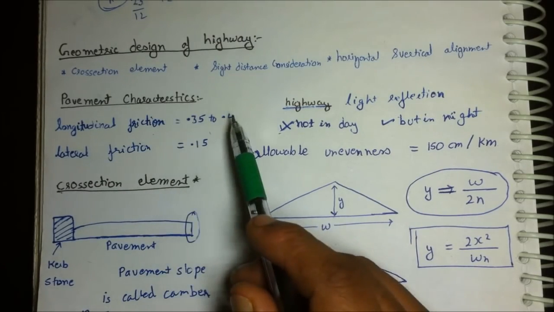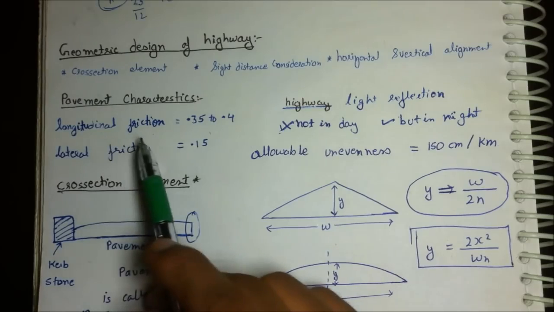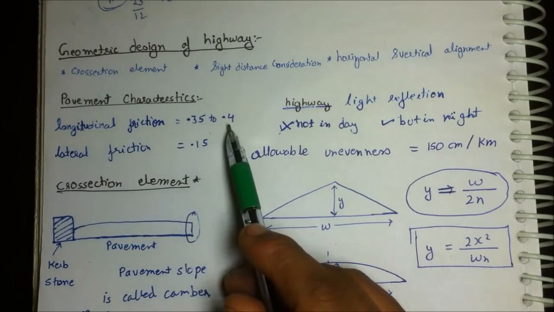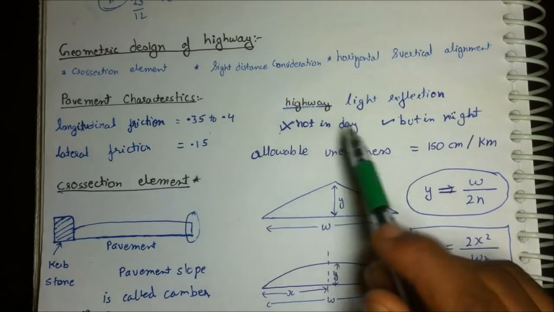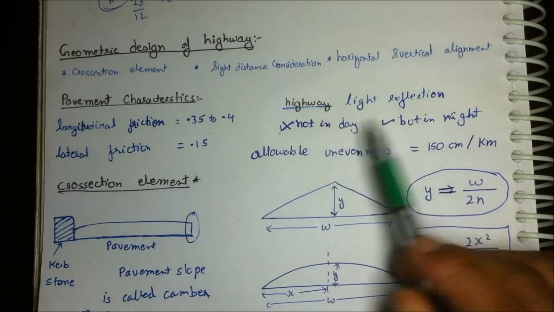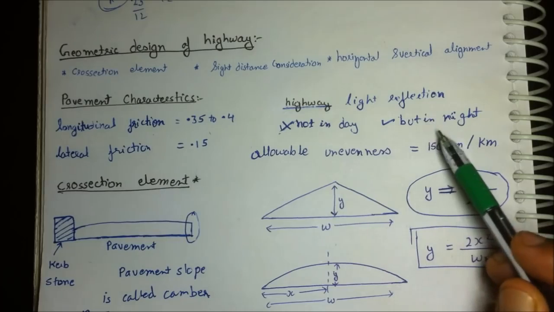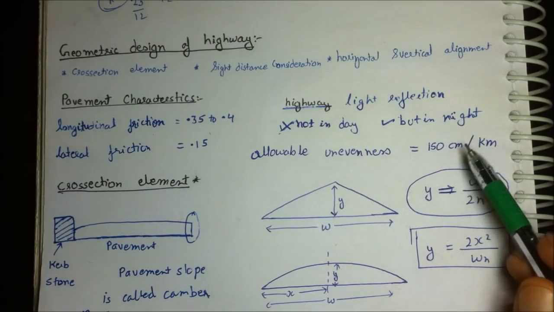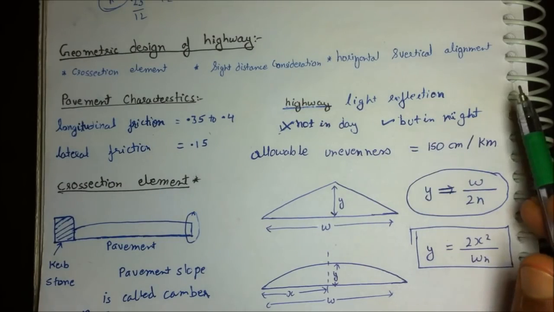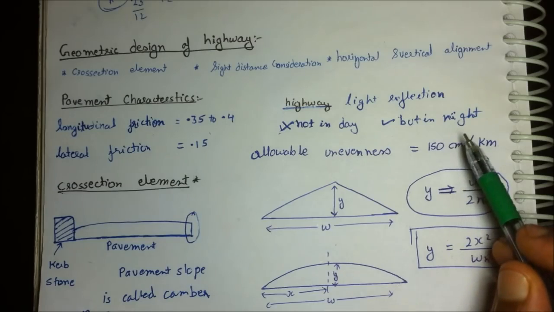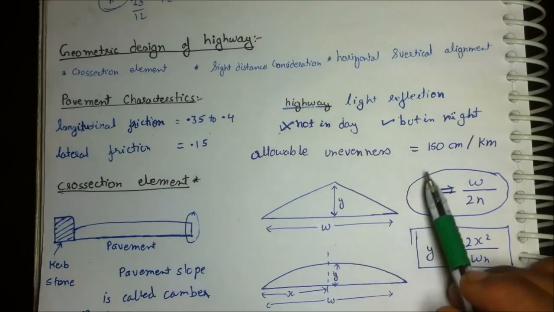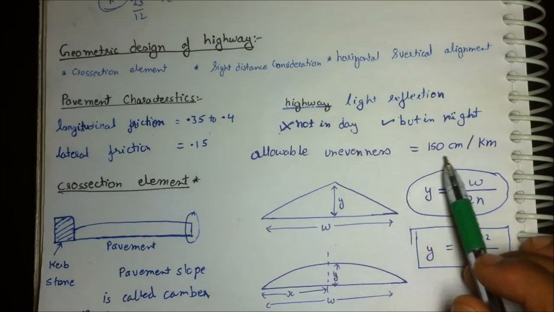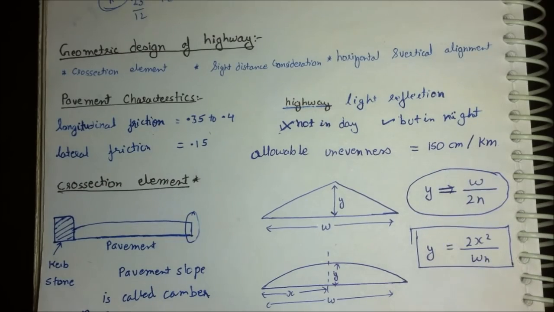Pavement is the uppermost layer of the highway, in which longitudinal friction is taken to be 0.35 to 0.4 and lateral friction is taken to be 0.15. The highway should not be a light reflecting one in day, but a light reflecting one in night. So we design the highway with the black topping and white margins. White margins reflect in night. Now, the allowable unevenness in the highway should not be greater than 150 centimeter per kilometer.